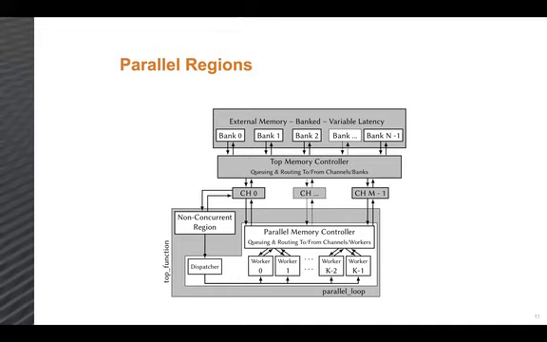So the number of workers doesn't need to be the same as the number of iterations. We have designed a dynamic task dispatcher, which basically at runtime assigns work units to the different workers available. And this interfaces with the parallel memory controller to perform memory accesses in parallel. And the memory controller embeds all the logic to avoid runtime conflicts on the memory channels.